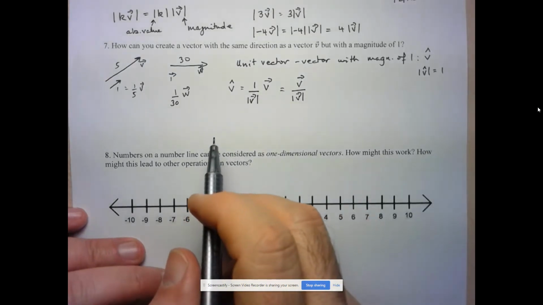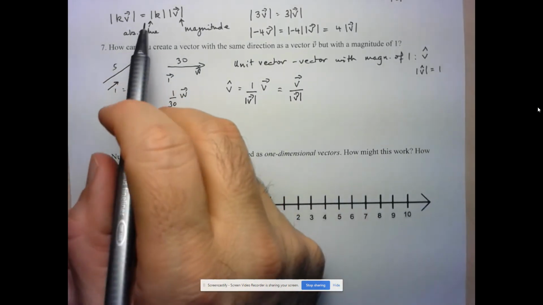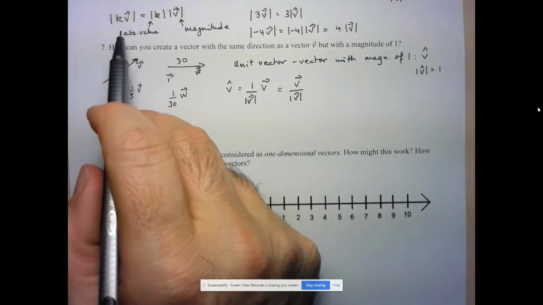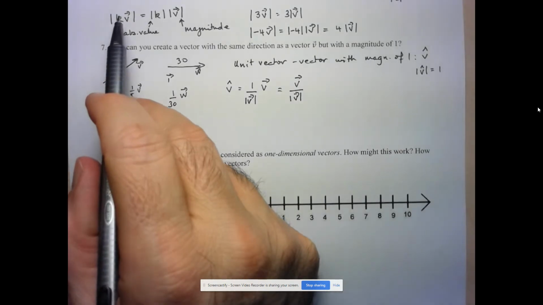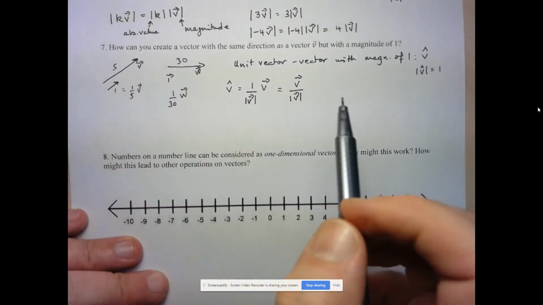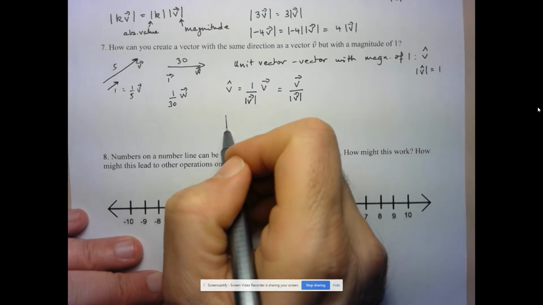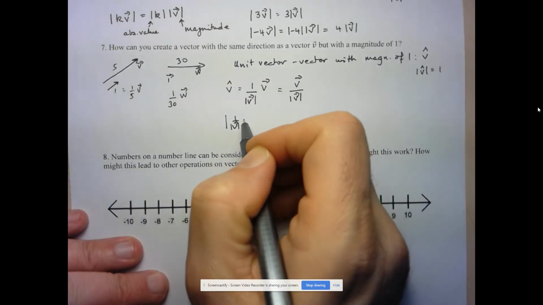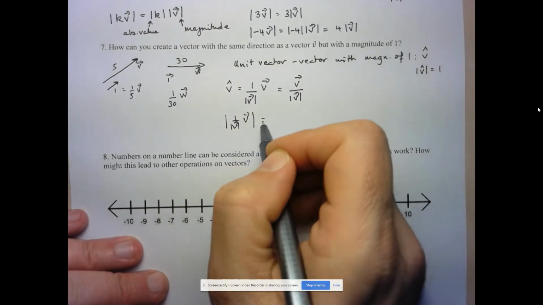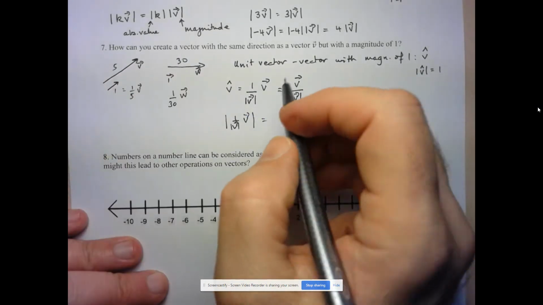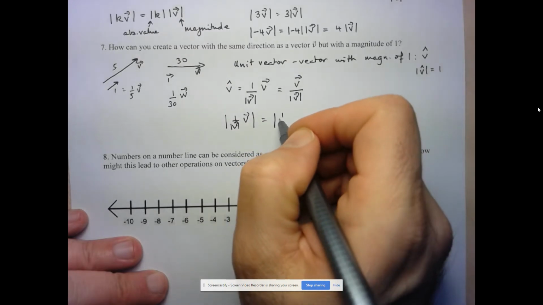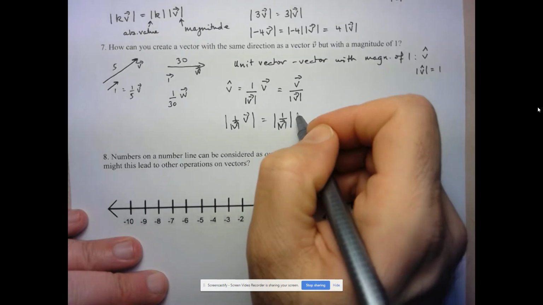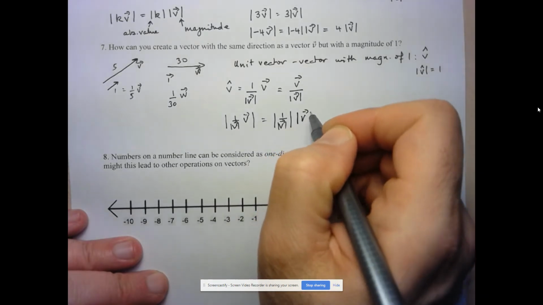In the end, it's equivalent to taking the vector v and multiplying by the reciprocal of the magnitude. If we apply our formula for the relationship between the magnitude of a scalar multiple and the original one, let's take the magnitude of 1 over the magnitude of v times v. It's the absolute value of 1 over the magnitude of v times the magnitude of v.